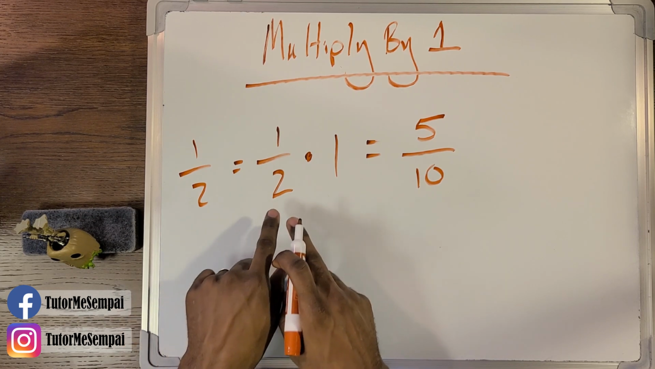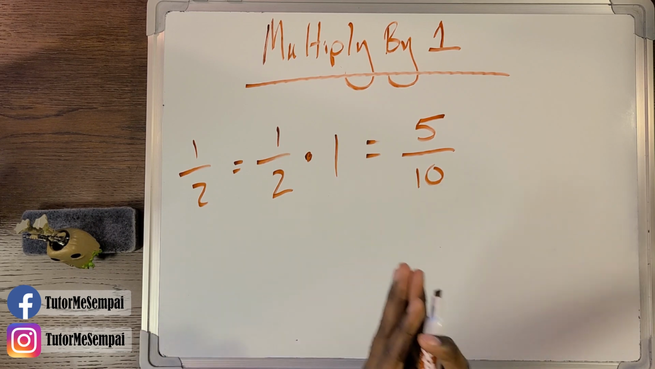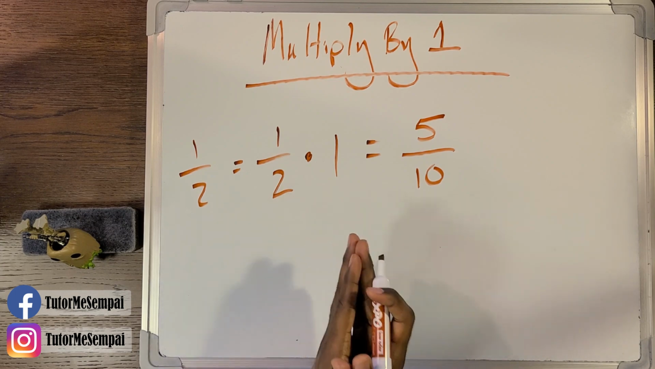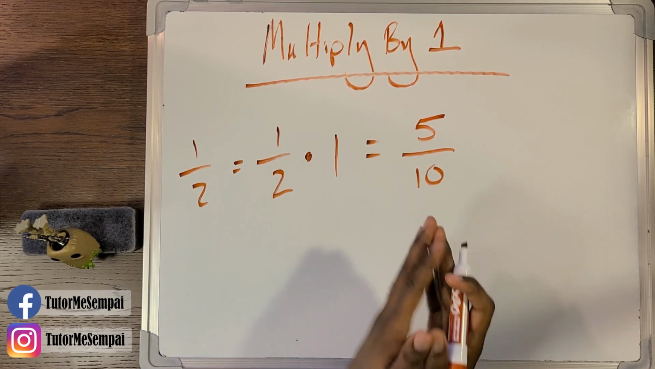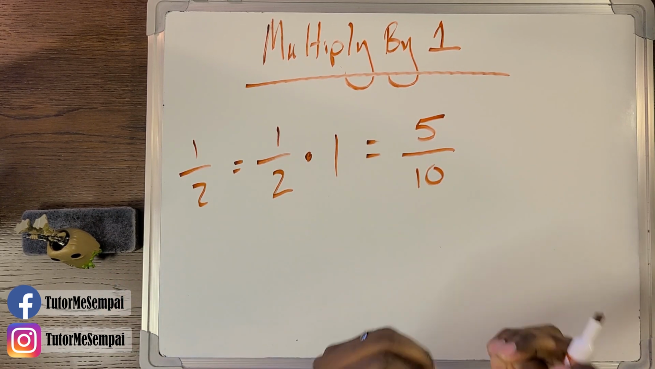1/2 is going to equal 1/2 times 1. However, we're going to be multiplying by a special looking 1. It's still going to be 1, but it's going to look very different. And that's because we're going to be mainly focusing on division. This 1 is going to be highlighted in division.